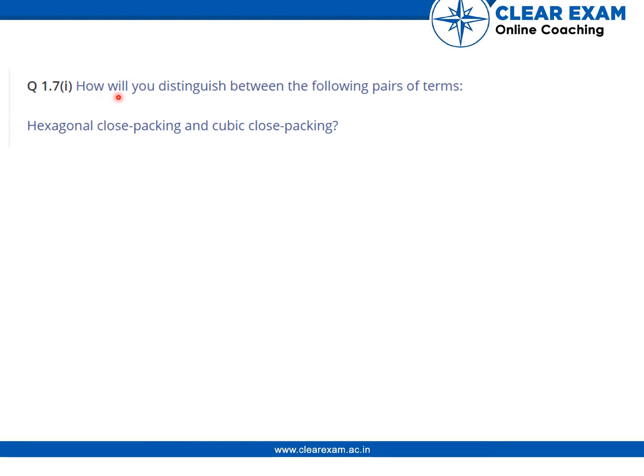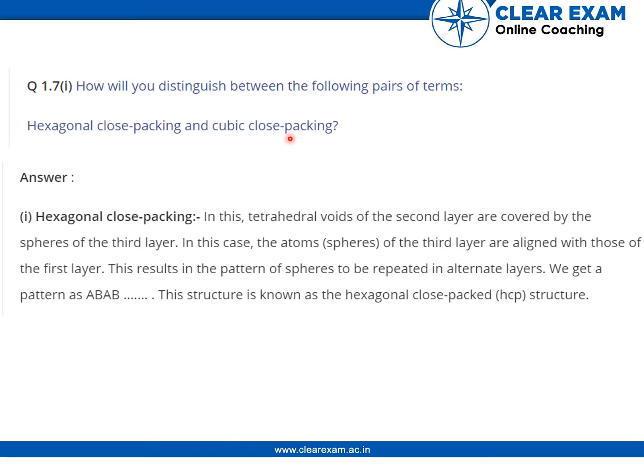So, how will you distinguish between the following pairs of terms? First is hexagonal close packing and cubic close packing. The answer to this question is, first of all, you need to know the basics. There are two types of voids in your syllabus, that is tetrahedral voids and octahedral voids.